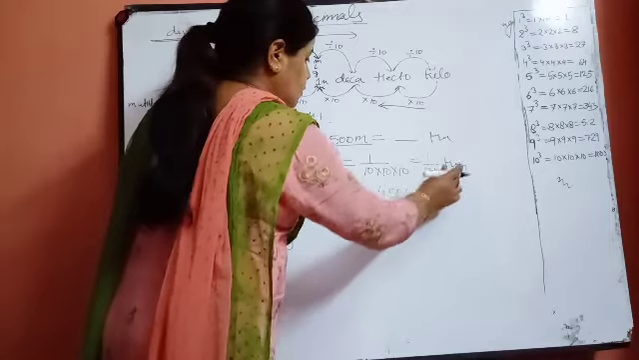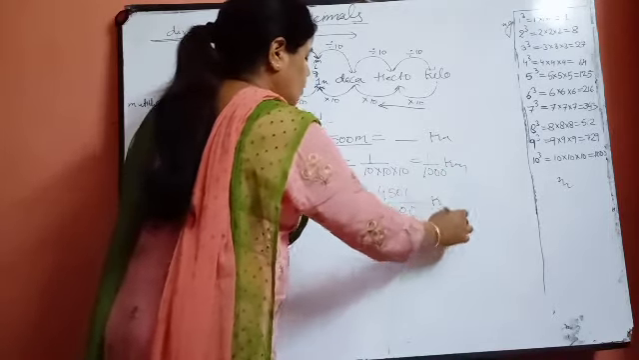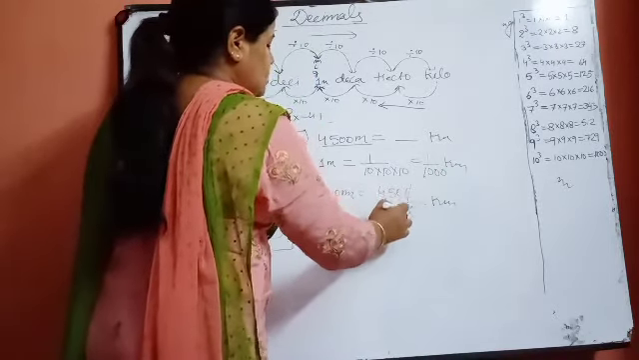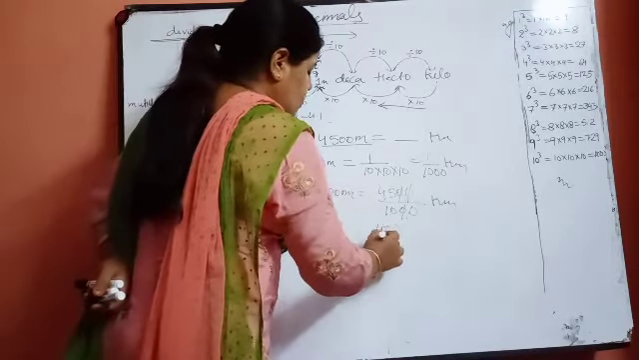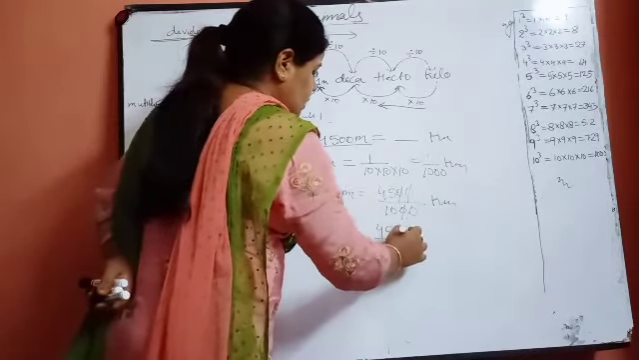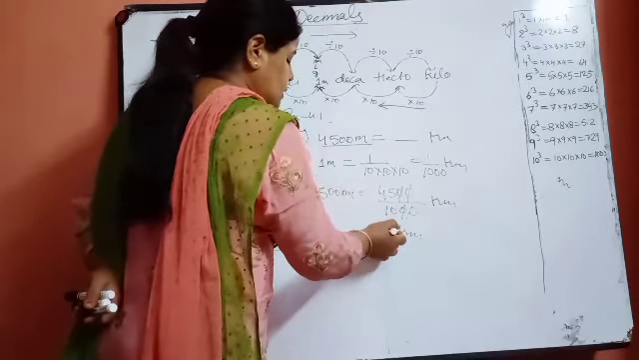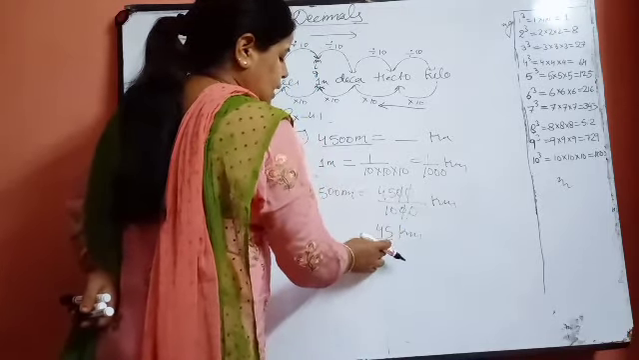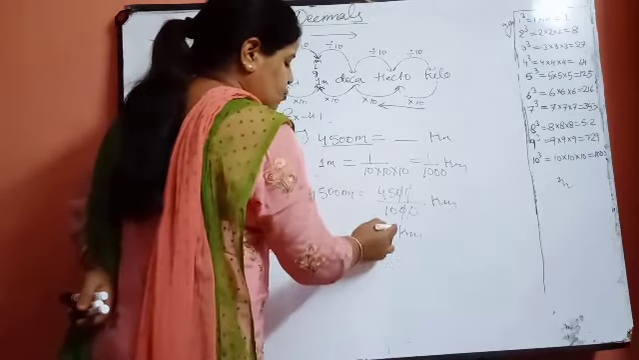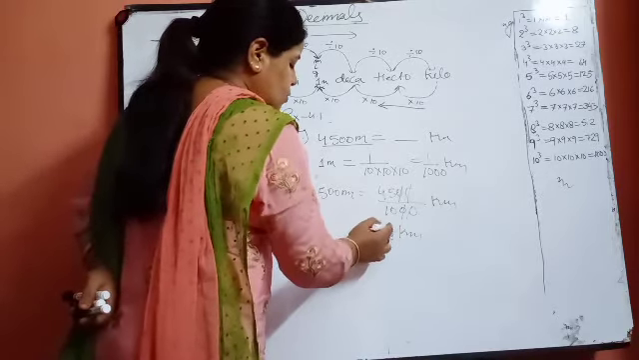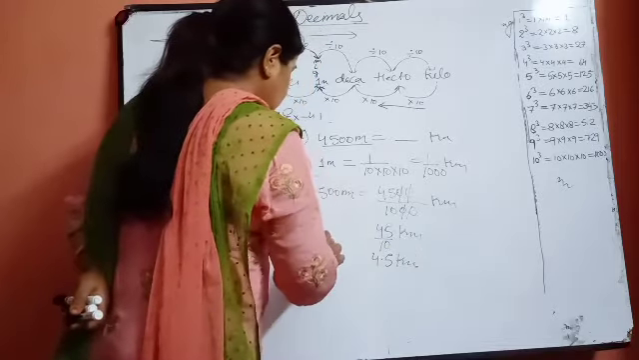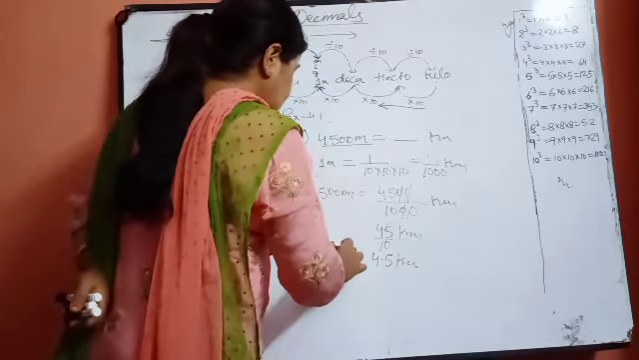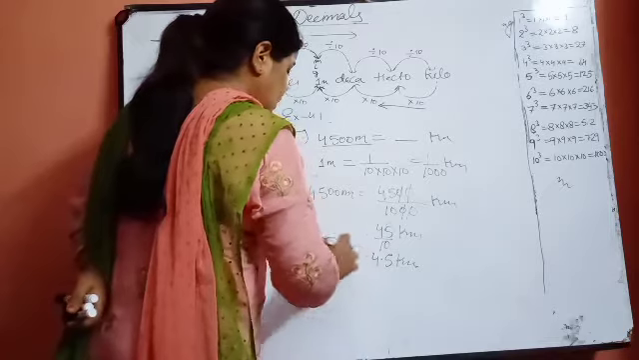And what will it become now? Kilometer. Okay, so this 0 and this 0 cancel. So what will it become? 45 upon 10 kilometer. Now put the decimal. Till now the decimal is here. After dividing by 10, it will shift to the left side, one digit. So 4.5 kilometer. 4500 meter is equal to 4.5 kilometer.